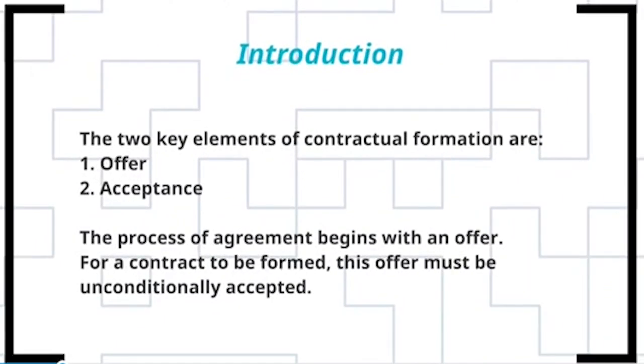This presentation is focused on two key elements of contractual formation, that of offer and acceptance. The law of contract is about the enforcement of promises. Not all promises are enforced by courts. To enforce a set of promises or an agreement, courts look for the presence of certain elements. When these elements are present, a court will find that the agreement is a contract.